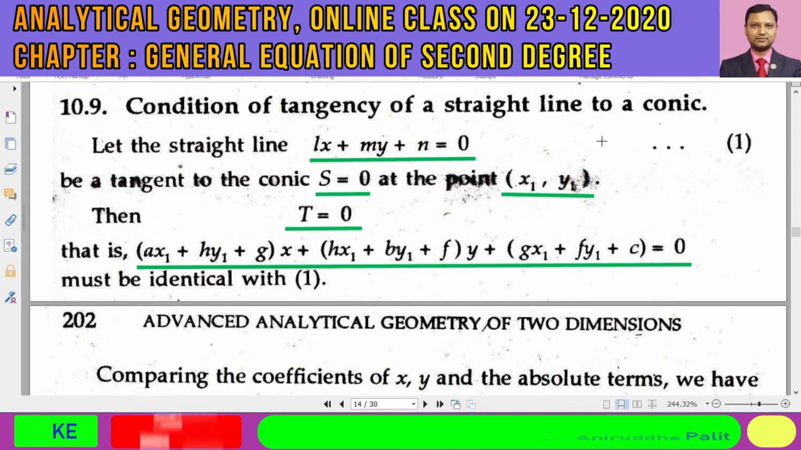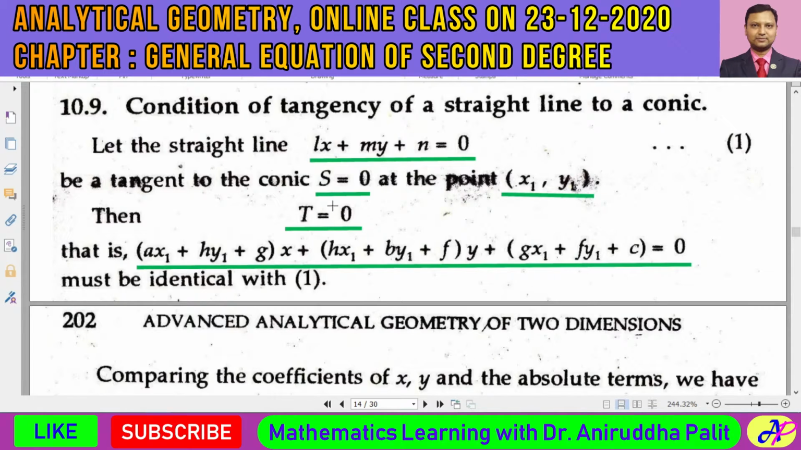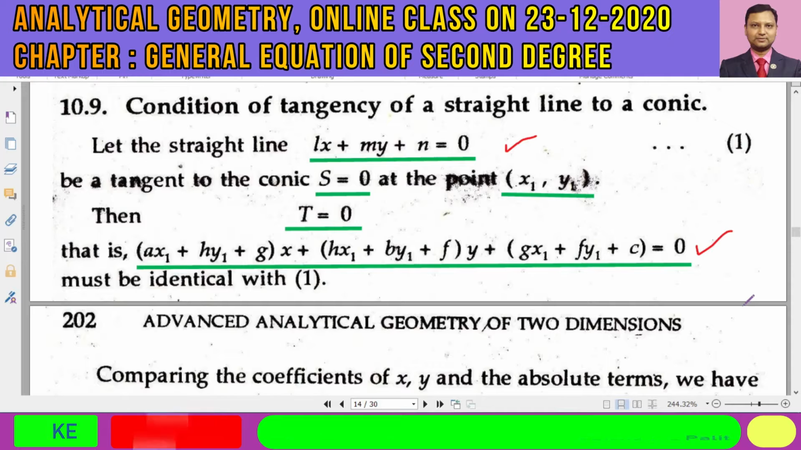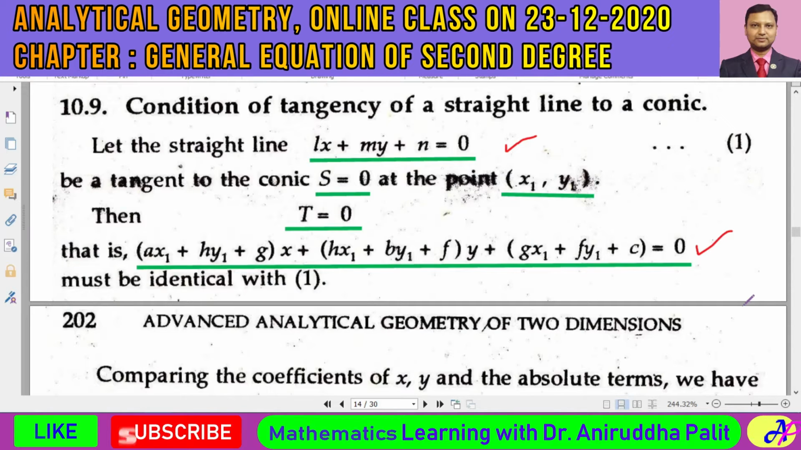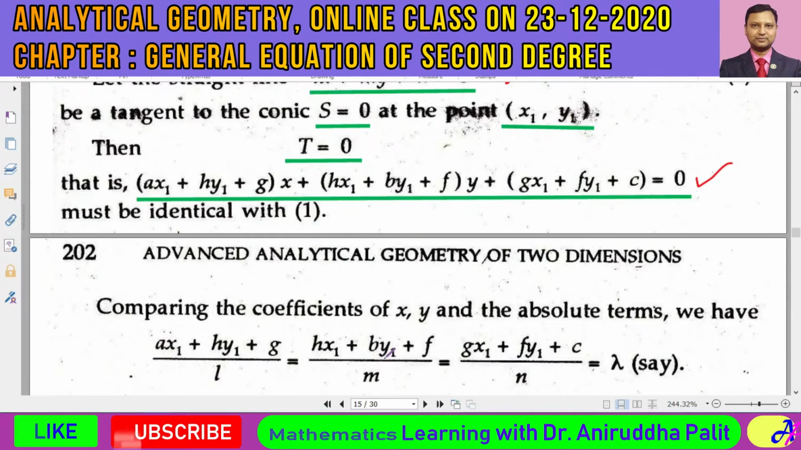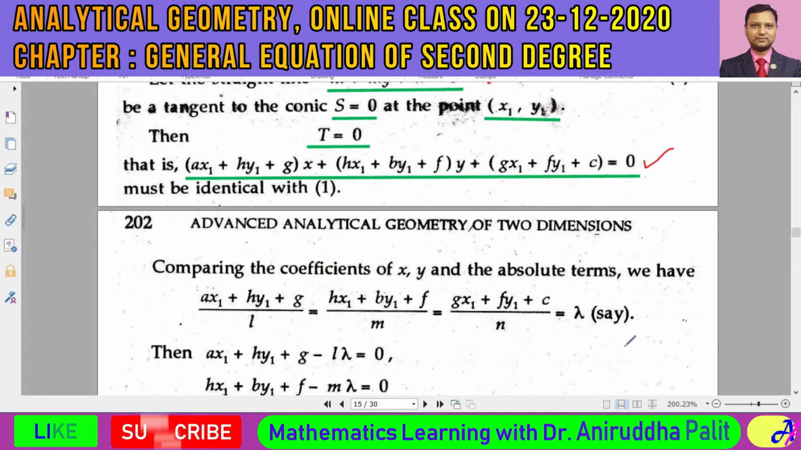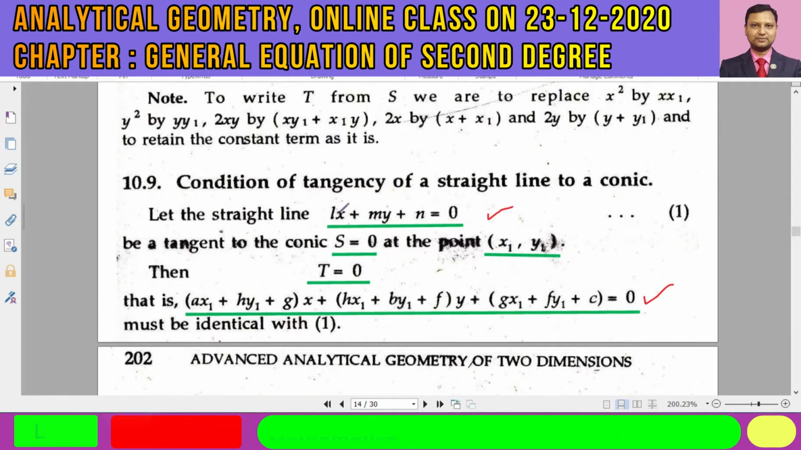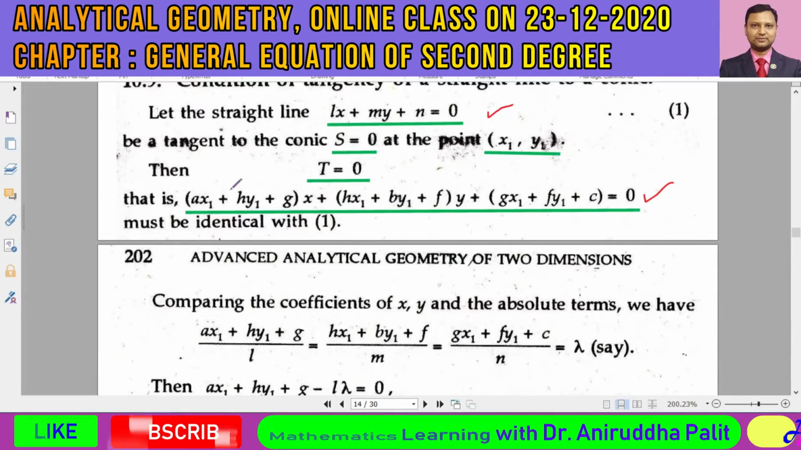And it is given that this equation number 1 is a tangent to the conic S equals 0. Therefore, we actually have two equations. One is this equation number 1, another is this equation representing a single tangent at the point x1, y1. Therefore, these two equations must be identical to each other. I mean, the coefficient of x, the coefficient of y, and the constant term must be proportional. If you compare these results, you see this is the coefficient of x, that is our l, and this is the coefficient of x, that is ax1 plus hy1 plus g.